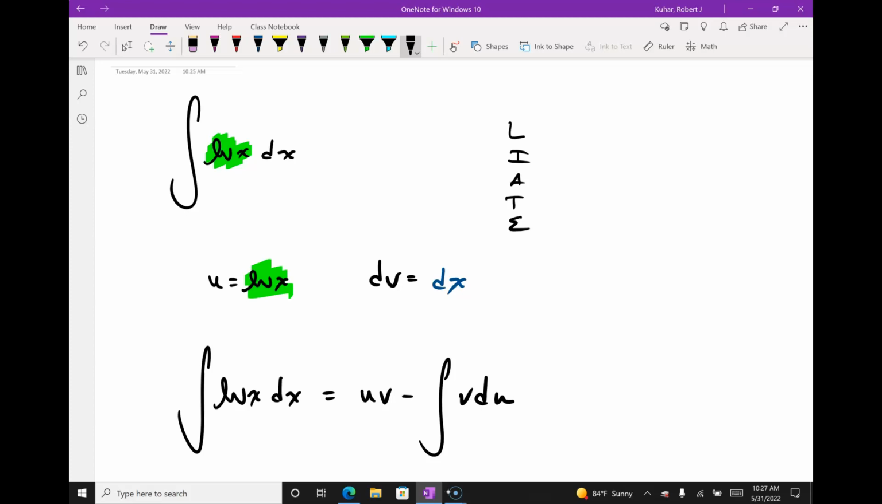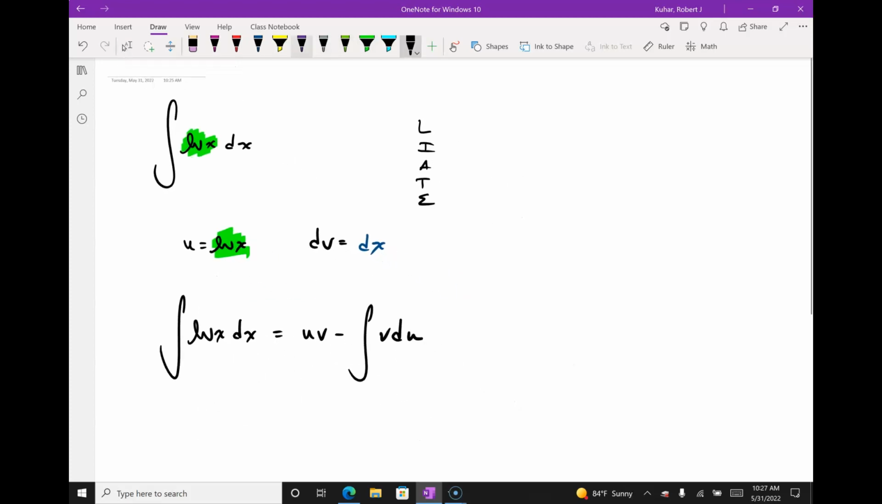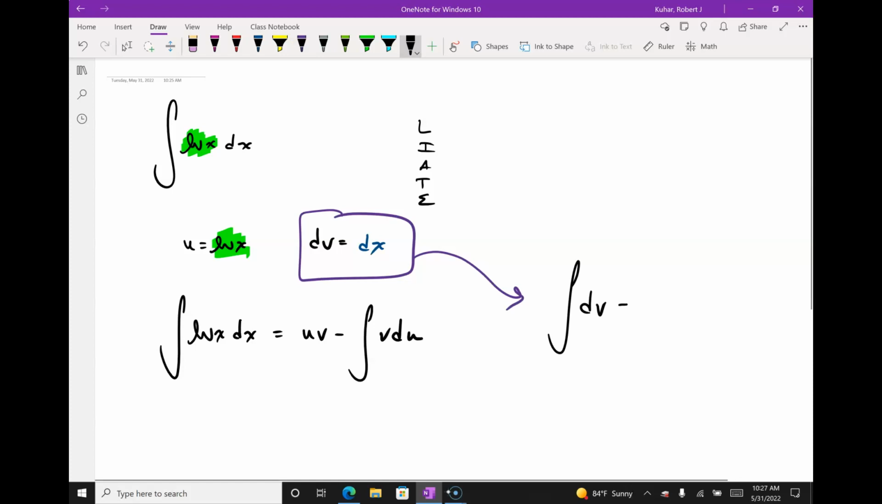All right, I have a u. I don't have a v. What do I do to get the v? I integrate. The integral of dv should be the integral of dx, which means v is x.